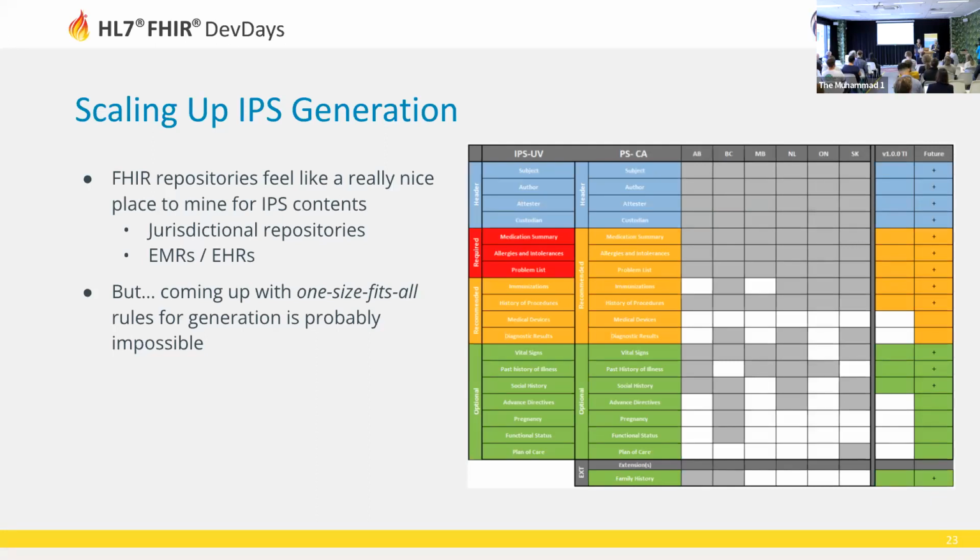So they've got some FHIR first capabilities. And that just seems like a really great spot to start mining for pulling IPS data out and potentially generating these documents. I'm sure you can't read that, but I love this chart.